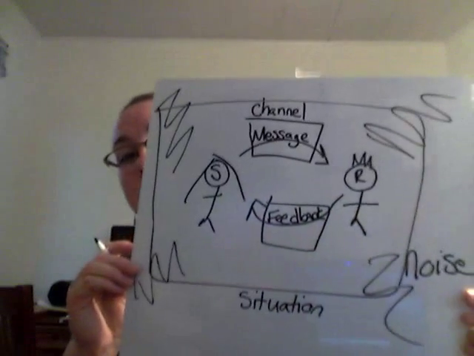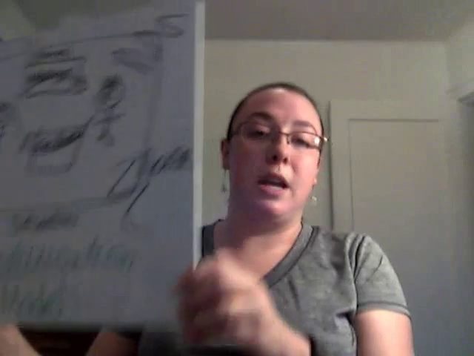Alright, so that's all that noise coming in. This whole thing that we have going on right here is called the communication model. This explains what communication is, and actually it can be applied to almost any situation that we can think of. So that is called the communication model.